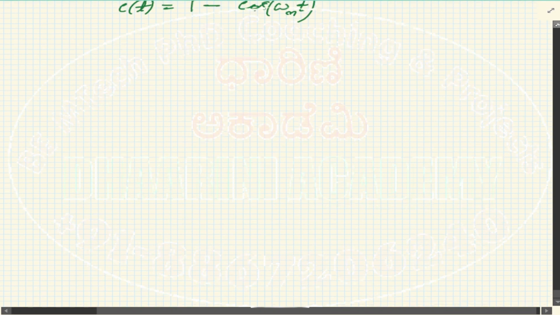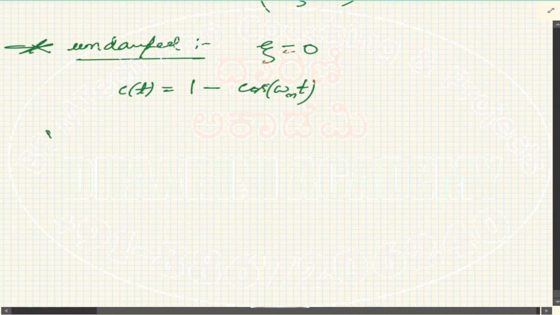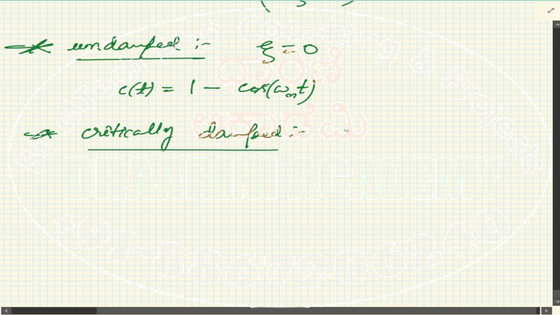Then we go for a third case. This is called critically damped. This is zeta equals to 1. Okay, this is exactly equal to 1. All right. So under this condition, the c of t is equal to 1 minus e to the minus omega n into t, 1 plus omega n into t.